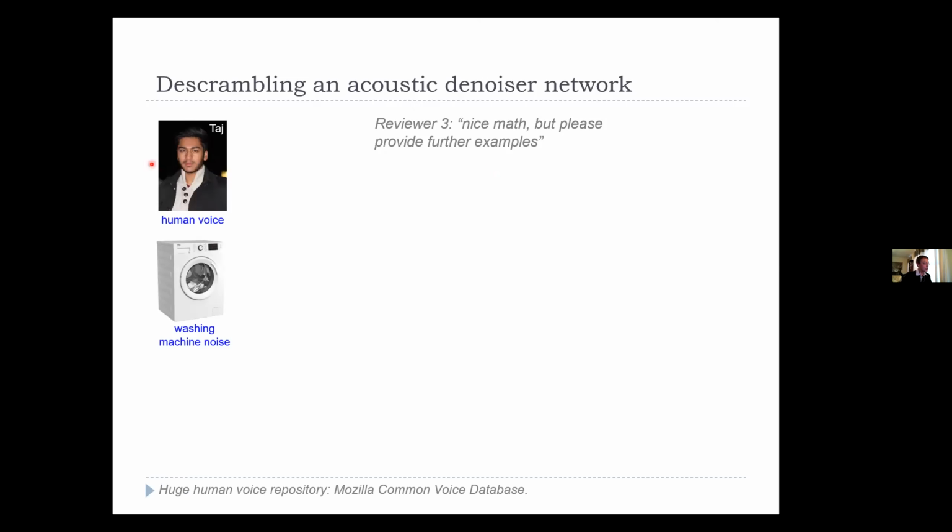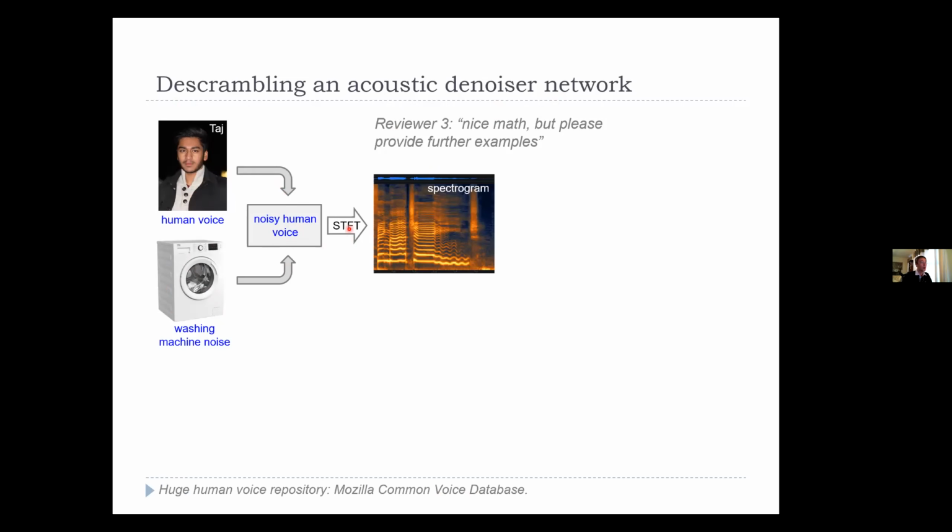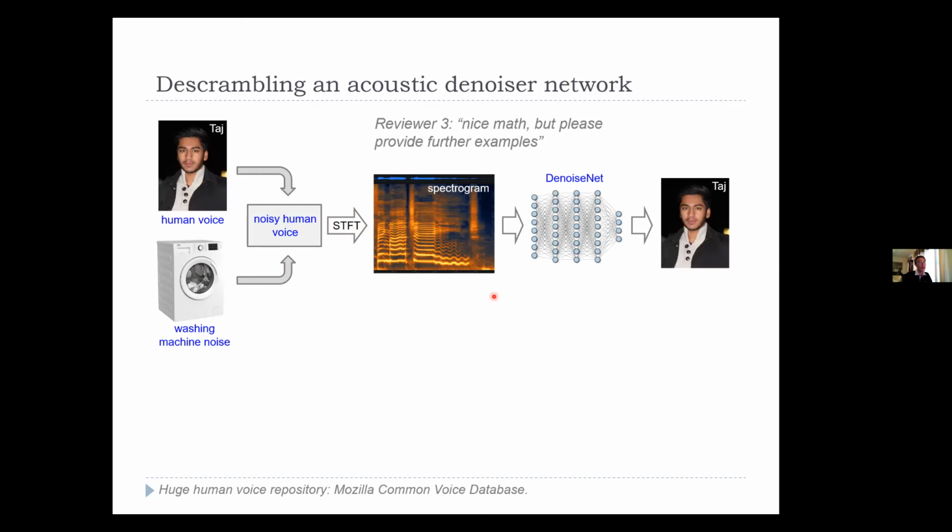Okay, so Taj Chowdhury volunteered to descramble an acoustic network. There are plenty of networks that denoise, for example, human voice. So he took some voice database, the Mozilla Common Voice database, took washing machine noise, mixed them together into a noisy human voice, and trained the networks so that they translate short-term spectrograms and denoise them into a pure voice.